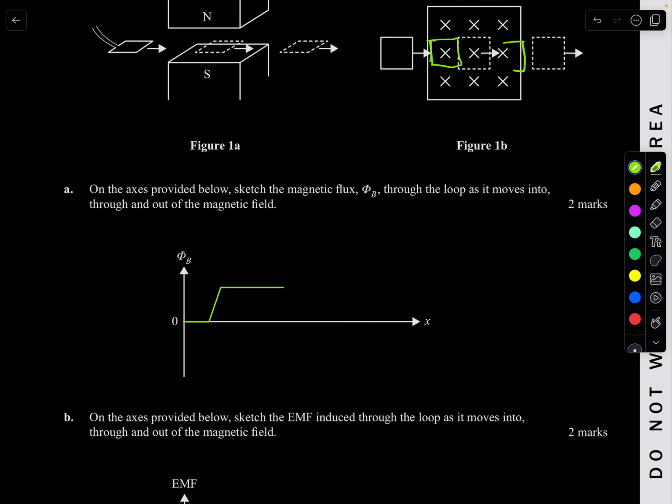And at the end over here, as it passes out, some of the loop is going to pass through here, and the flux starts decreasing because some of the magnetic field lines are not going inside the loop anymore, as it's leaving the magnetic field. So it should be decreasing. And then it should go straight, because as it's going more to the right, there's no more flux being generated. So it'll look something like that.